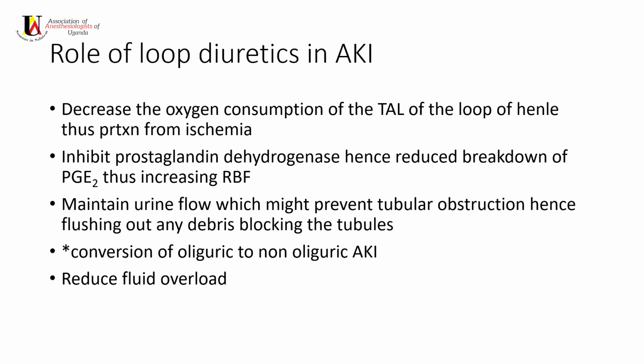And then they also inhibit prostaglandin dehydrogenase, so they reduce the breakdown of prostaglandin E2, which is a renal vasodilator, and we are going to be improving renal blood flow. The other thing is bullet number 3, maintaining urine flow, which may prevent tubular obstruction. It's a contentious issue. It's not 100% true. And the conversion of oliguric to non-oliguric AKI has a star on it, meaning it is not 100% true that loop diuretics will convert oliguric to non-oliguric AKI. But in some patients, it may be beneficial. And because you're promoting the excretion of urine, you're going to reduce the fluid overload of your patient.